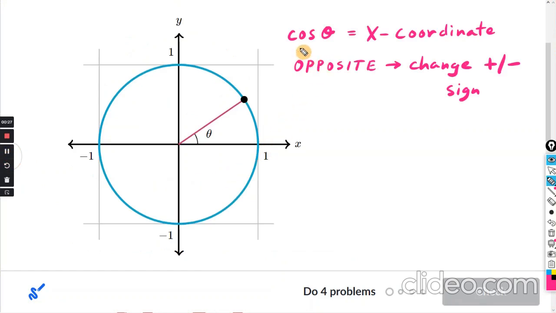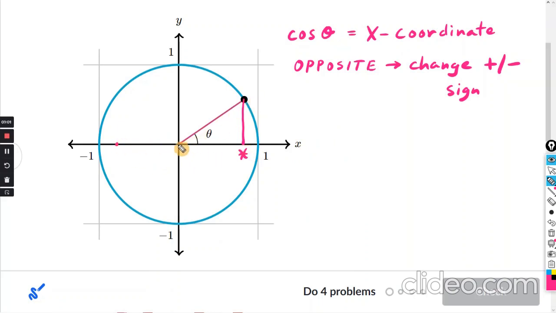You want to remember that the cosine of theta on the unit circle is just the x-coordinate. And what they mean by opposite is the same value, but you change the plus or minus sign. So here's our angle theta, and the x-coordinate will just be the x-coordinate of this point right here, somewhere on this axis. And the opposite would be the same point on the negative side of the x-axis.